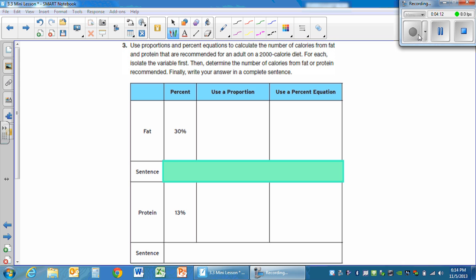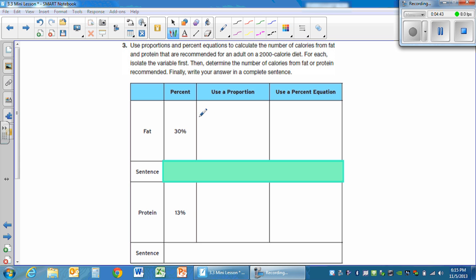Number 3 says, use proportions and percent equations to calculate the number of calories from fat and protein. So here we're going to do fat in the first part, and protein comes next. You're going to do protein on your own after I show you how to do fat. Again, that are recommended on a 2,000 calorie diet. For each, isolate the variable first, and then determine the number of calories from fat or protein recommended. Finally, write your answer in a complete sentence.